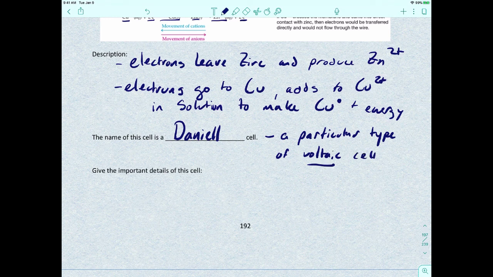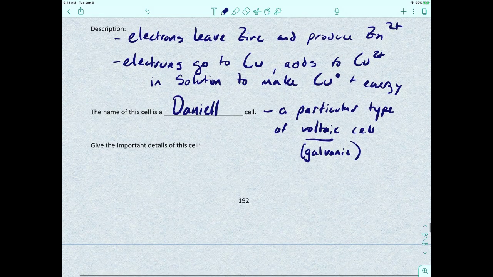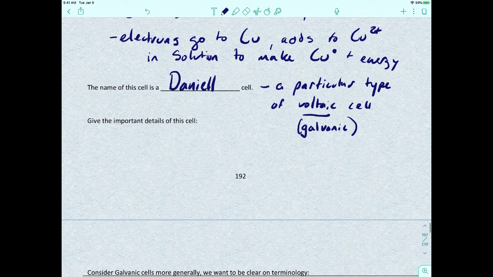So also another thing to note, voltaic is the old school term. The new term is galvanic. Okay, so you keep in mind that the names voltaic and galvanic are used interchangeably. Okay, so let's give some more important details of the cell, of the Daniell cell.